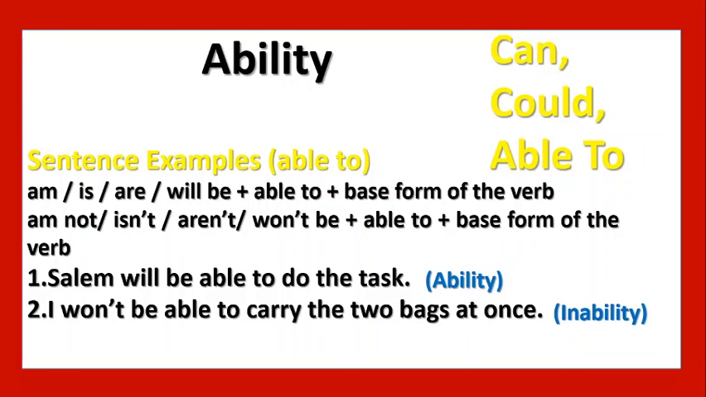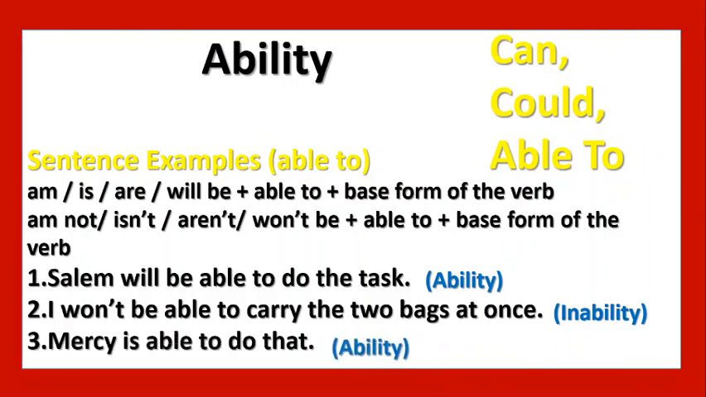Then the third one we are going to see will help us to see ability using the auxiliary is. Mercy is able to do that. It shows that Mercy has the ability to carry out the action that is spoken about. At this point in time, we have talked about what? The present tense and the future tense. Let us see what we can learn in the past tense.